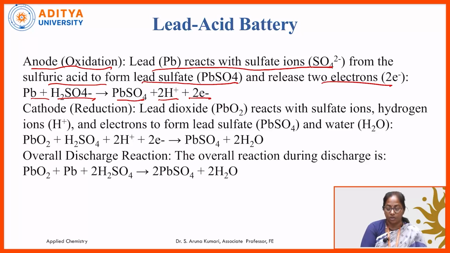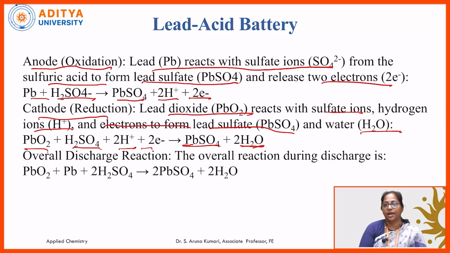And at the cathode, the reduction reaction takes place, where lead dioxide reacts with the sulfate ions, hydrogen ions and electrons to form lead sulfate. So, at the cathode, lead oxide combines with the sulfate ions and hydrogen, forming lead sulfate and water. Here we have the reduction reaction where lead oxide combines with sulfuric acid, hydrogen ions and electrons to form lead sulfate and water. So, this is the reaction taking place at the cathode.